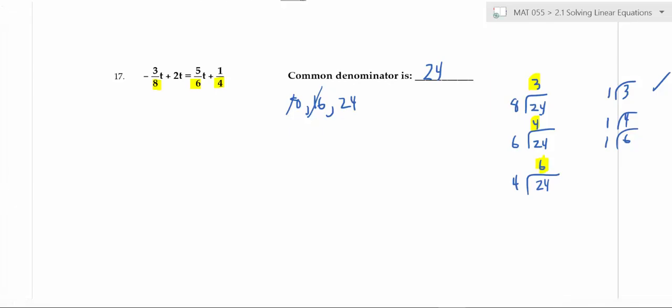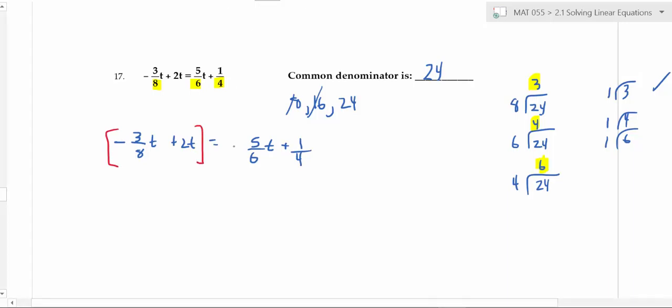All right, so here's what we're going to do to solve the problem. Let's start by writing it down. We have negative 3/8 t plus 2t, and then we have 5/6t plus 1/4. And what I'm going to do is I'm going to draw a bracket around both sides. And we're going to multiply both sides by that common denominator. And I'm going to put that over 24 like that. Okay, the next step is the distributive property. You're going to multiply that by that. You're going to multiply that by that.